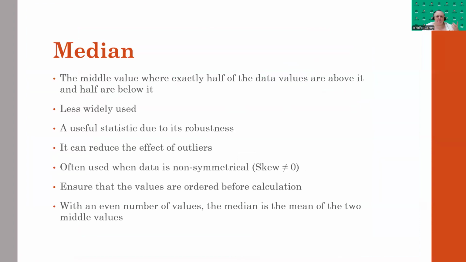Median is the middle value. It's exactly half of the data above it and half of the data below it. Mean, median, and average are sometimes confused. The mean is the average. The median would be the halfway point. It is useful more in statistics than anything else because of what it does tell you.